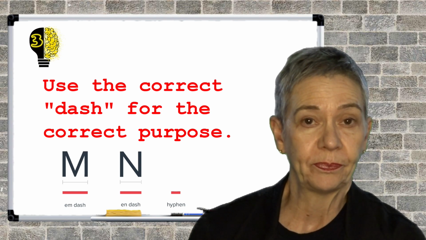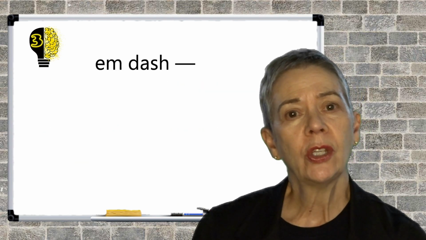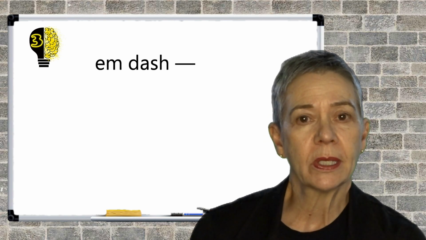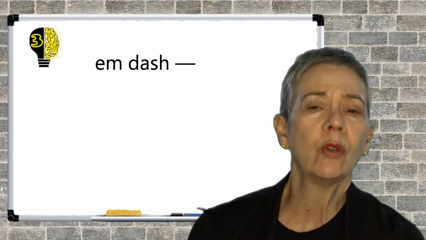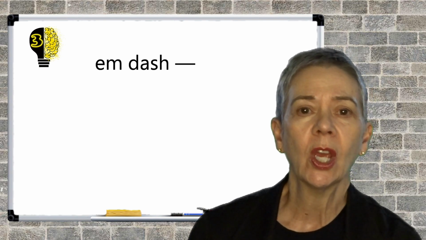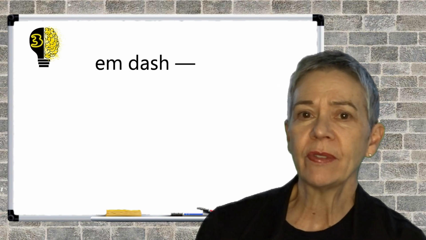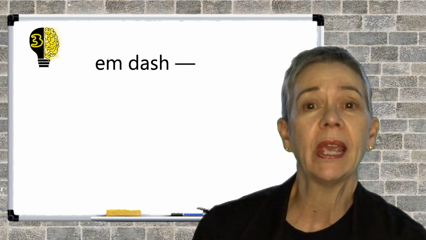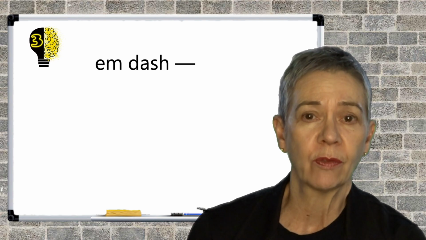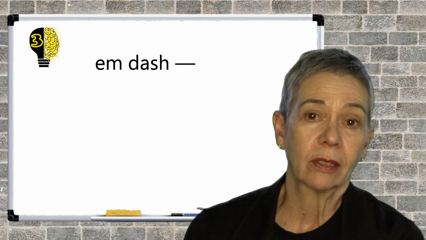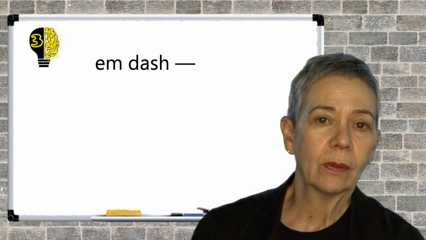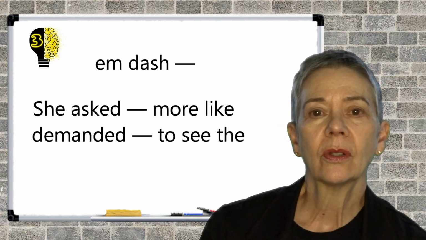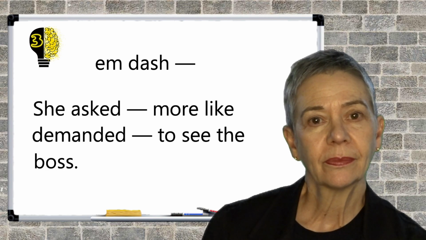Well, here's the rule. So em dashes are used essentially as heightened parentheses or commas. And in fact, you can use them in place of those when you really want to emphasize something. You can also use an em dash at the end of a sentence when you want to separate something that needs to be heightened or needs to be emphasized, or you want to emphasize it for dramatic effect. Here's an example. She asked, more like demanded, to see the boss.